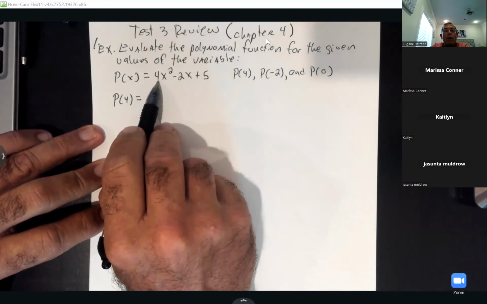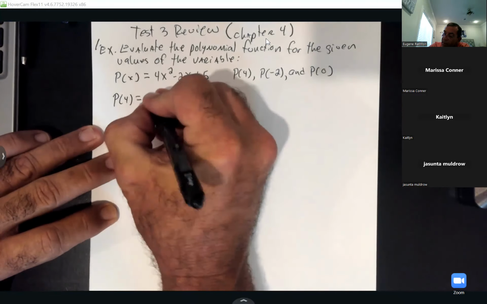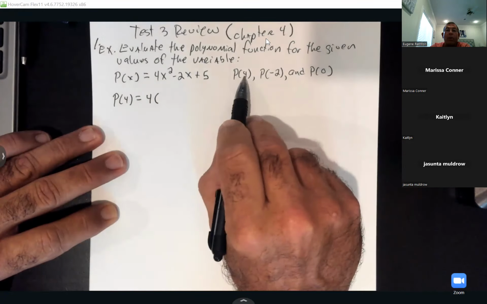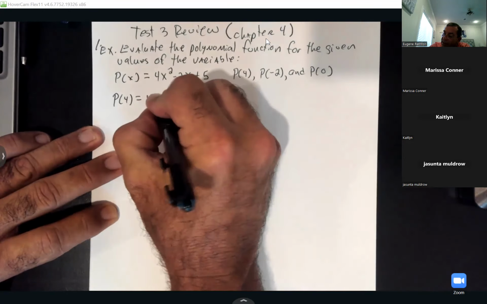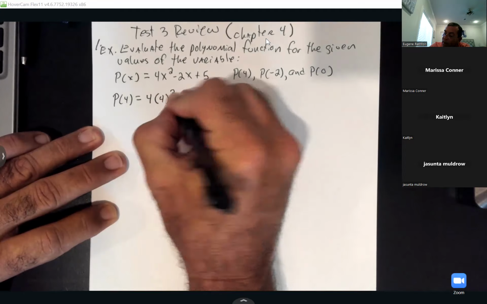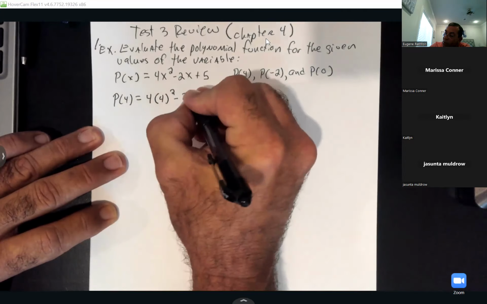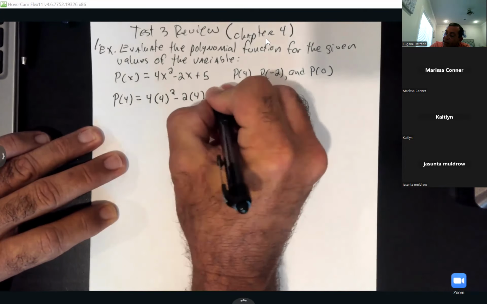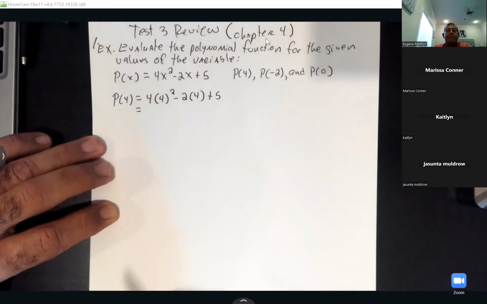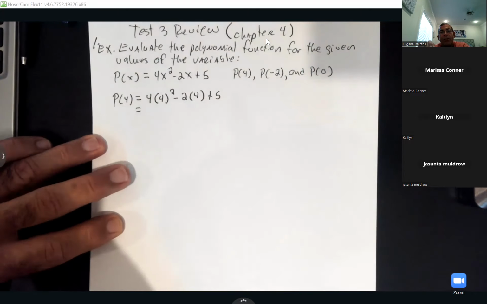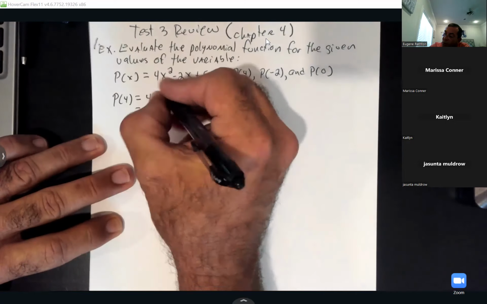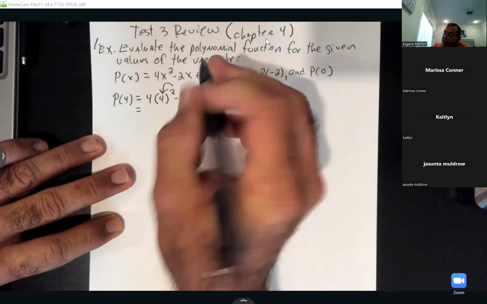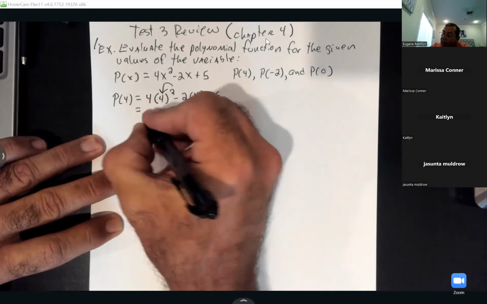So P of 4, I'm going to bring down my 4. In parentheses, I'm going to put the 4 in for the X. Square that. Minus 2, put the 4 in for that X. And then plus 5. So you're working this using order of operations. So the first step is that exponent. So bring the first 4 down.